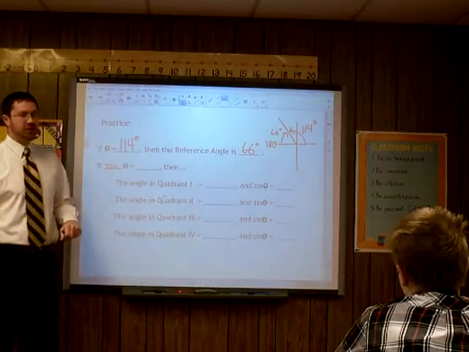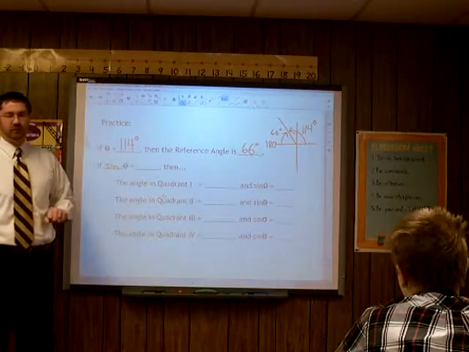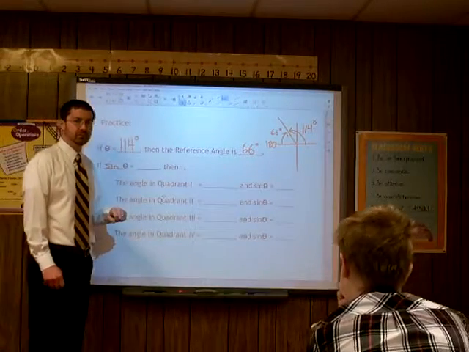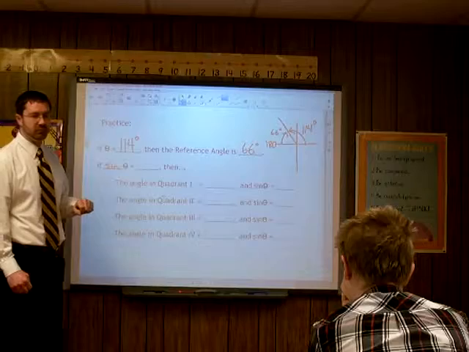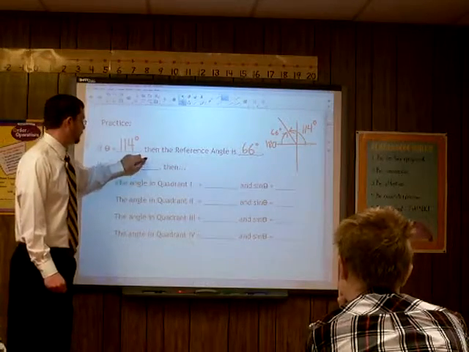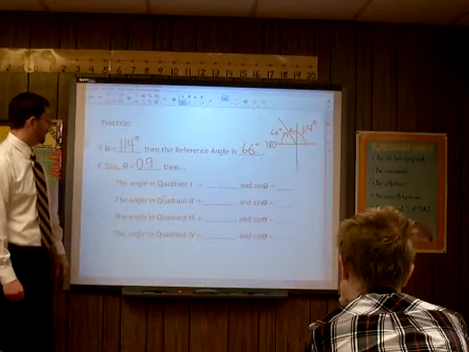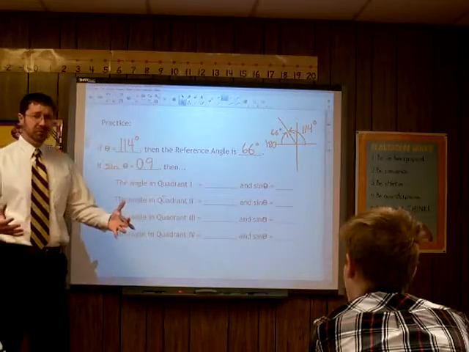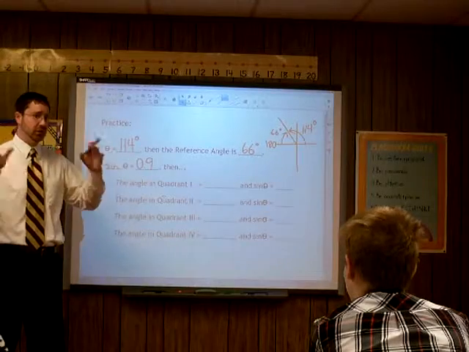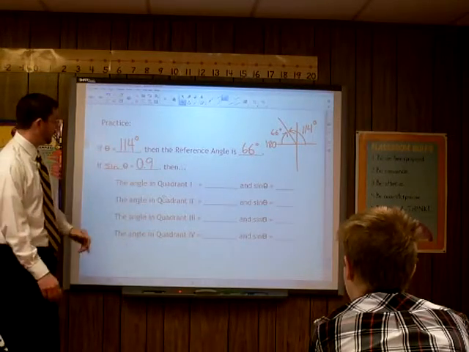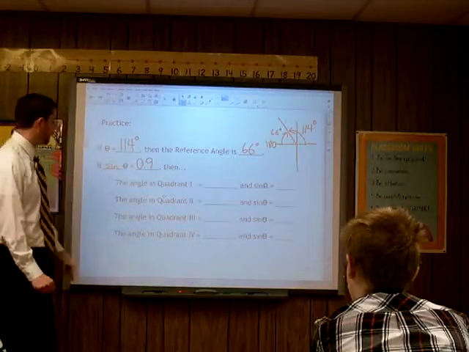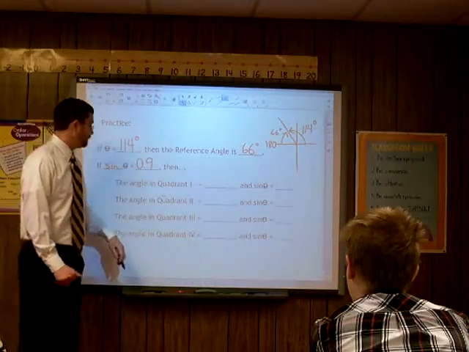So what's sine of 114? 0.9. Okay. We'll just leave it at that for here. When you're doing problems, don't round. Leave the whole thing in your calculator and round your final answer, okay? Because a little difference can make a huge difference in your final answer, okay? So we have 0.9.